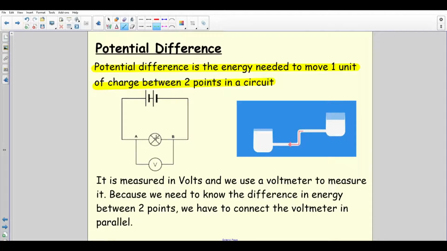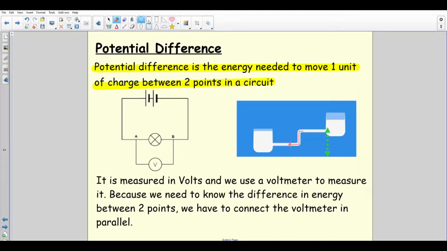So when it goes through the bulb, the energy is lost. And that's why we need the voltmeter to go in parallel. Okay, so we measure potential difference in volts using a voltmeter, and it needs to go in parallel because we need to know what is the difference in energy between here and here. We need to know how much energy is lost as it goes through the lamp.